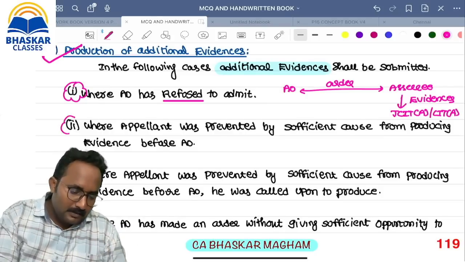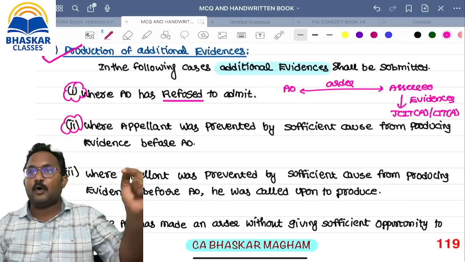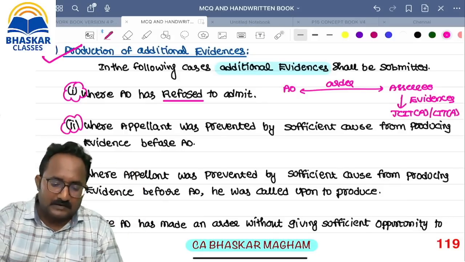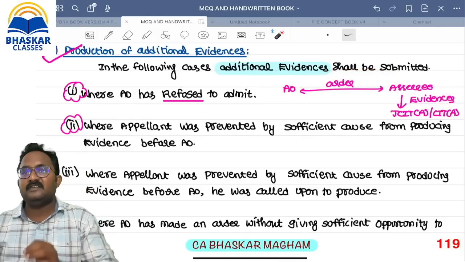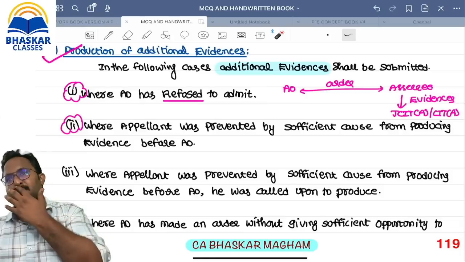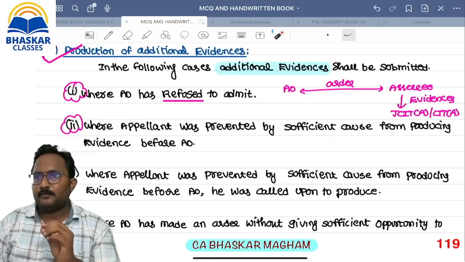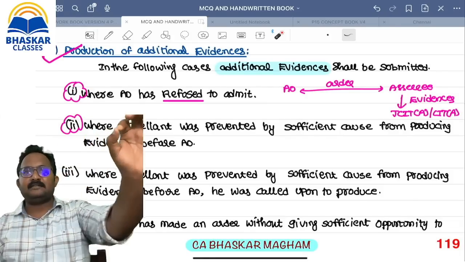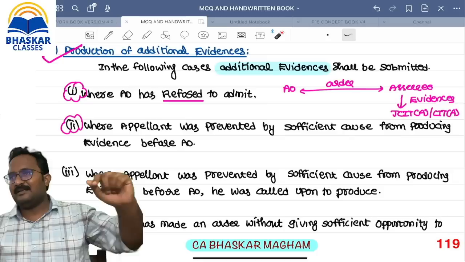Second one, ma, where the appellant was prevented by sufficient cause from providing the evidence before the AO. It's your mistake only. You did not submit before the AO because of some sufficient reason. Now you can submit before JCIT appeals. Example: they are asking for one proof, the LIC premium paid certificate. But I don't have that certificate in my hands. I want to go to that LIC office or online also.